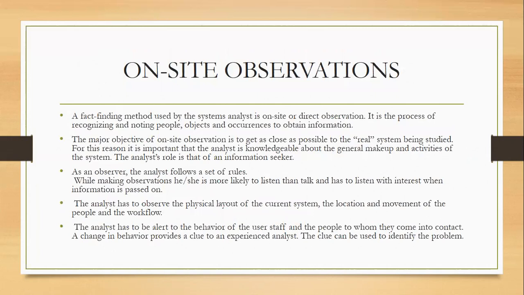Next is on-site observation. On-site observation is a fact-finding method used by a system analyst, or we can say direct observation. It is a process of noting the people, objects, and occurrences to obtain information. The basic and main objective of this is to get as close as possible to the real system being studied, because there is one-to-one communication and we observe the process directly, so we know the actual problems and actual requirements of the existing system.